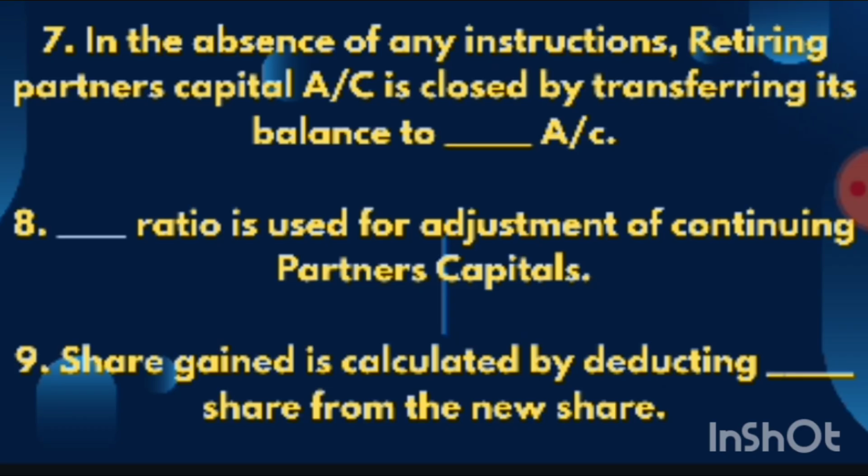Dash ratio is used for adjustment of continuing partners' capitals. New ratio is used for the adjustment of continuing partners' capitals. Share gained is calculated by deducting dash share from the new share. Share gained is calculated by deducting old share from new share. So old share is the answer.